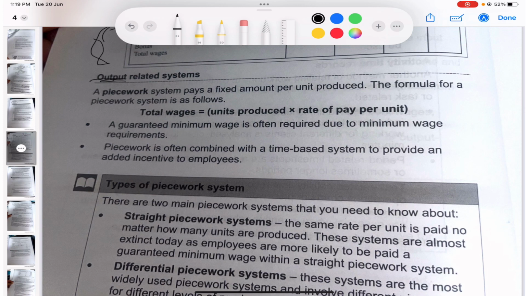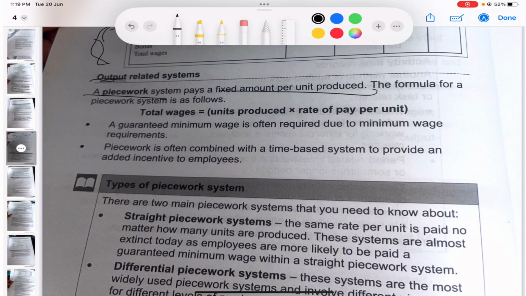So output related system, as I've explained in the starting, is based on how much production has been done by the person, that much they are going to be paid. So a piecework system pays a fixed amount per unit produced. Per piece of production, a certain amount is being paid. So that is how it is done using a piecework system or an output related system.